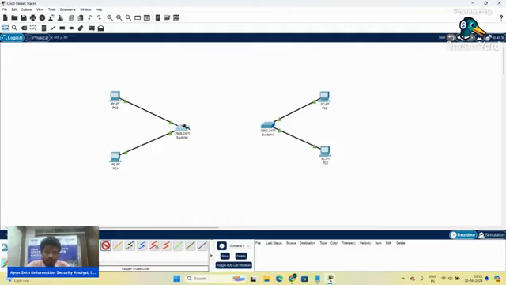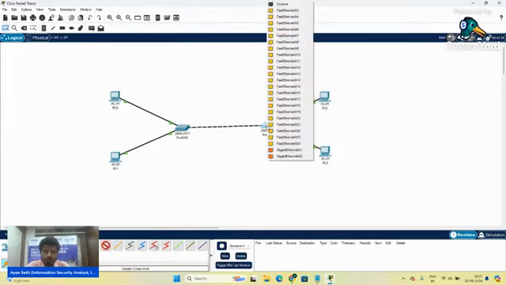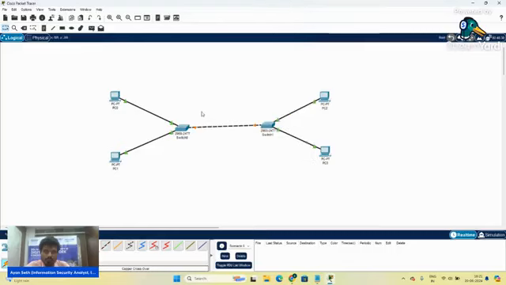So now let's connect these two switches with a crossover cable, because when we are connecting two same devices, we use a crossover cable, right? And when we are connecting different network devices, we use a straight-through cable, right? Okay, so we have connected it with the crossover cable.